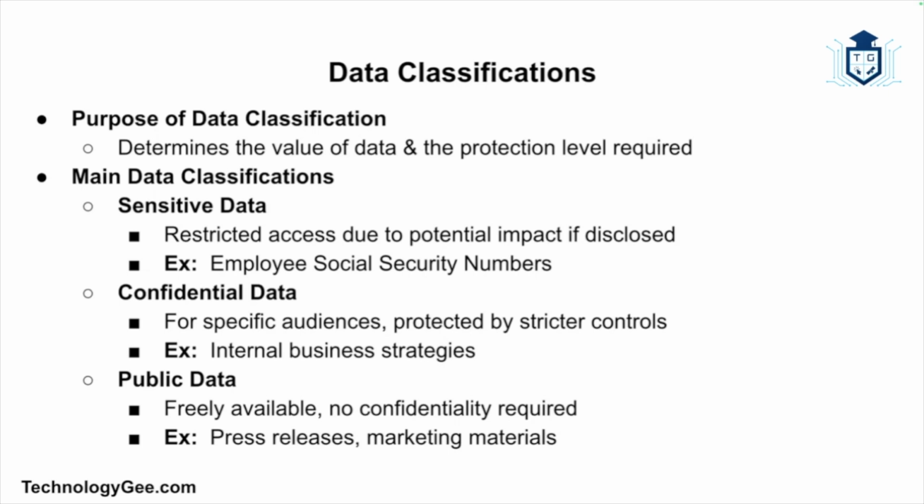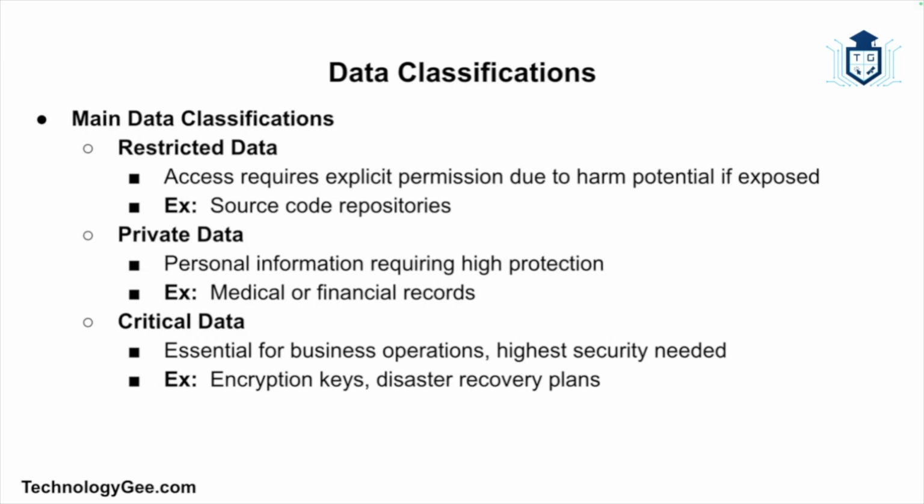Then we have what is called public data. This is freely available and not requiring confidential measures. Things like this could be a press release or marketing materials. Then we have what is called restricted data, and this is data that requires explicit permission for access due to potential harm if exposed. This could be things like source code repositories. Then we have what is called private data. This is typically personal information requiring high levels of protection, such as medical or financial records. And then we have what is called critical data. This is essential for business operations, requiring the highest level of security. An example of this could be encryption keys or disaster recovery plans.